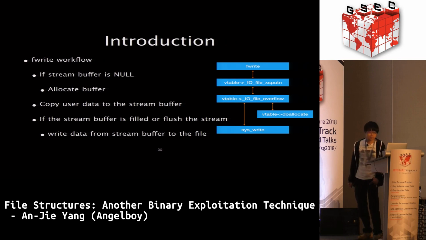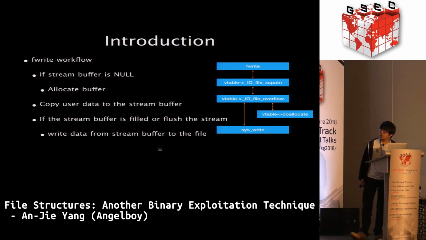Next is fwrite. Fwrite is very similar to fread, but the function is opposite. First, it also allocates a stream buffer if it is null. Then it copies user data from the source to the stream buffer, and then writes data from the stream buffer to the file only if the stream buffer is full or you flush the stream. The operation looks like a cache.